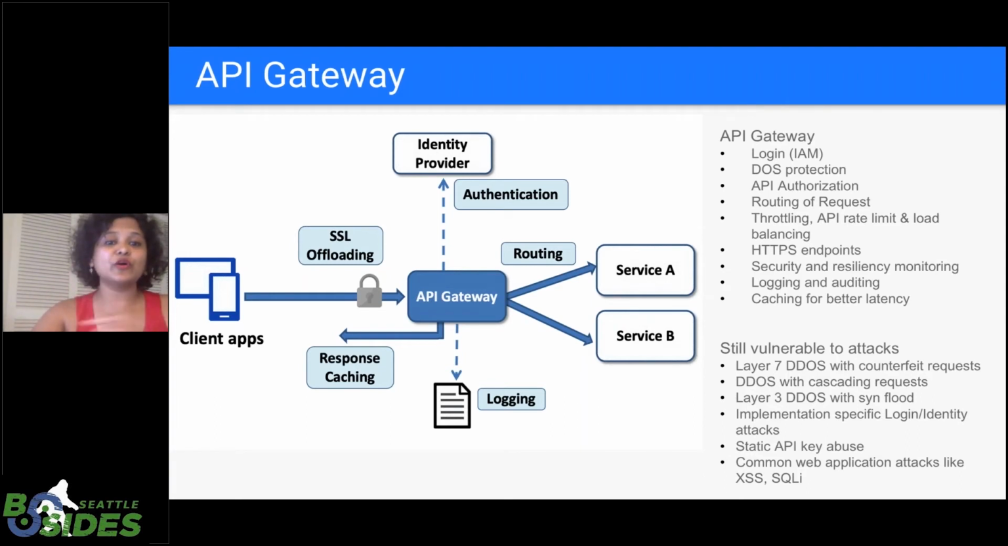Basically, it does the overall load balancing for us. It makes sure all the endpoints are available on HTTPS, which is a big, big, big plus point. Moreover, you can do security and resiliency monitoring using your API gateway. So what I really like about this is there are tons and tons of good security functionality inbuilt, and if we enable them, our applications are secure up to an extent.